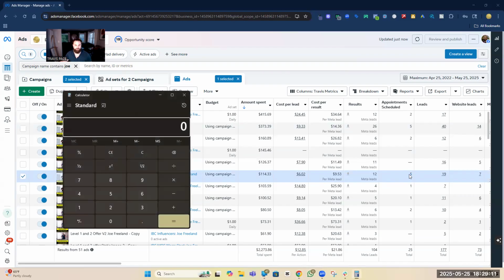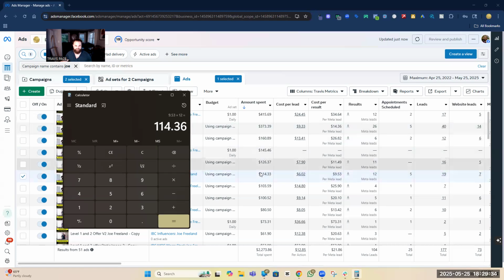So when you start looking at how impressive that is, that we're spending $953 and got 12 leads, right? So that's the $114. And Facebook's math is screwy. Just FYI, Facebook is always incredible. But so for $114, we were able to get 5 appointments.